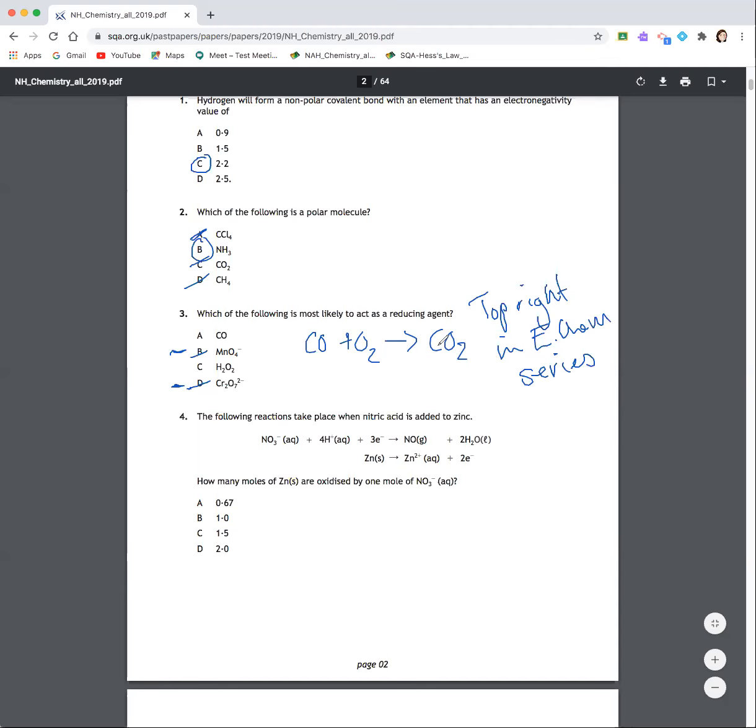So reducing agents become oxidized and oxidizing agents get reduced. So because the carbon monoxide is easily oxidized, that makes it a good reducing agent. So A is our answer.